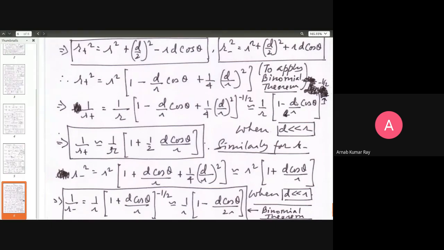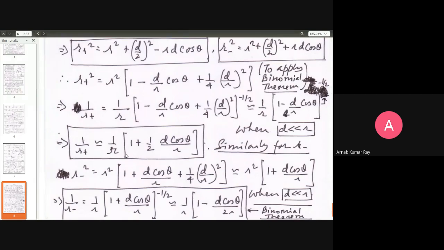But if x is small, as d by r should be, then the next higher powers can be neglected, and like that it goes on. So basically, you can just write this thing, you follow this argument carefully, as 1 by r plus, approximately equal to 1 upon r. This formula in the box is the key result here.